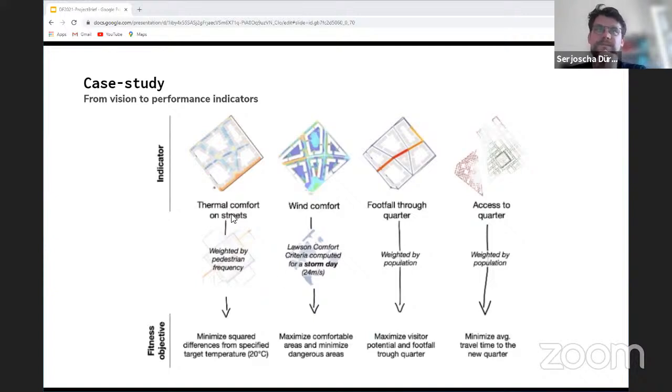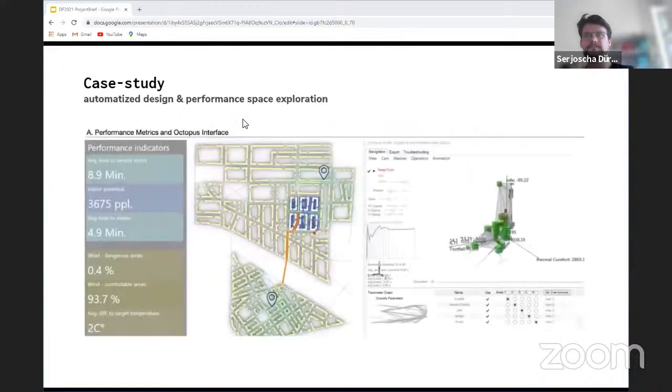In some cases, we even combined multiple of the simulations. For instance, we took footfall through quarter and weighted the thermal comfort on streets with it. So to say, for streets with many people walking through them, according to that simulation, it's more important to have a target temperature of 20 degrees compared to other streets. So you can also combine these different analysis methods to go more in the direction of welfare analysis. The more people benefit from it, the better, for instance, the more important.